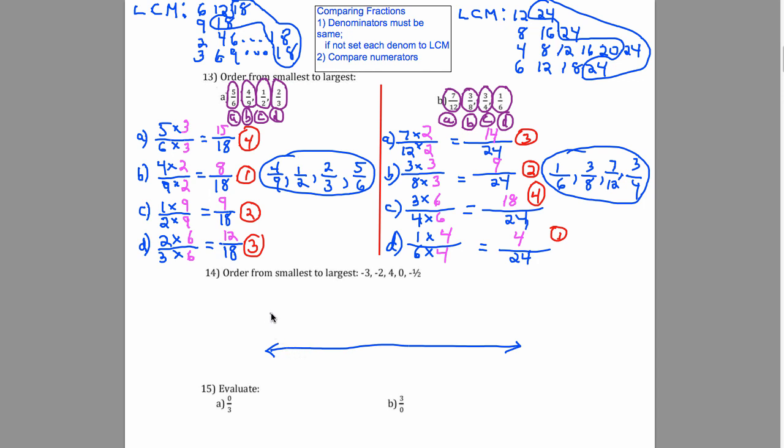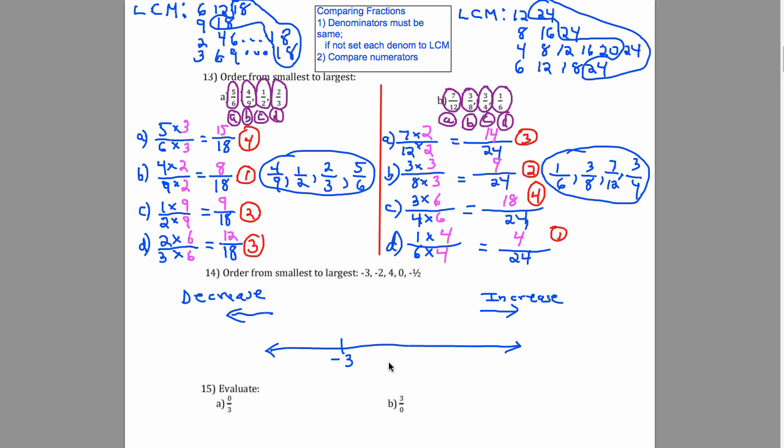Now as we go in this direction, the numbers decrease. As we go in this direction, the numbers increase. So I'm just going to write a number here, the first number we're given, -3. Now, where does -2 go? We know as we go to the right, the numbers increase. As we go to the left, the numbers decrease.